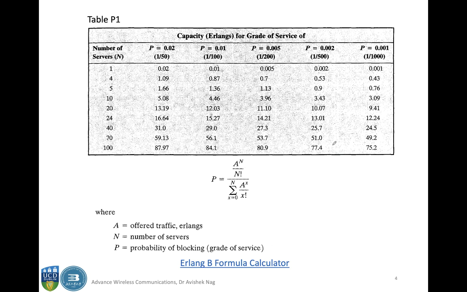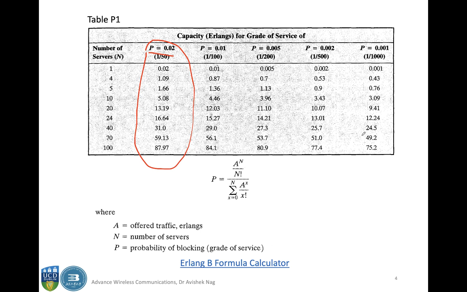So let's see, this is the table that you have. Usually in all problems associated with the Erlang B formula, you will be provided with this table. Sometimes you can find an Erlang B formula calculator on the internet, but you can also use tables that are provided like this. This table gives you values for a particular P. Let's say in our problem P is 0.02, so we are basically interested in this column.